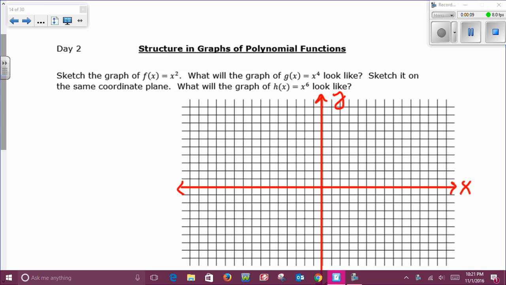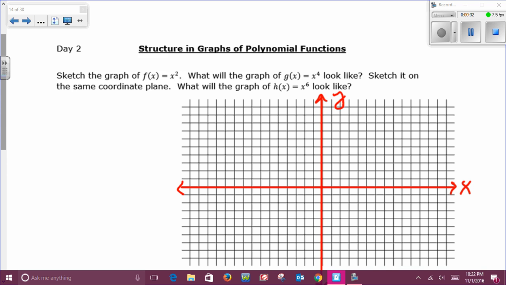Today we're talking about structures in graphs of polynomial functions. Or, what does the graph look like? Sketch the graph of f of x equals x squared. What will the graph of g of x equals x to the fourth look like? Sketch it on the same coordinate plane. What will the graph of h of x equals x to the sixth look like?